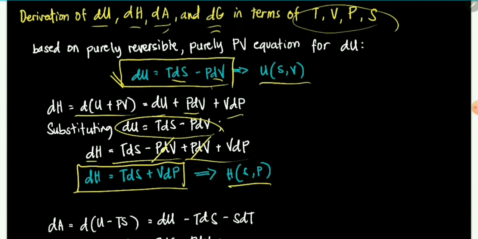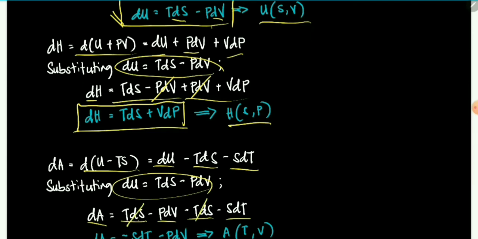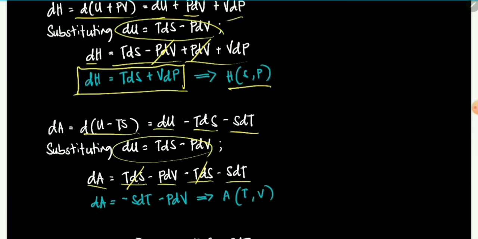Okay, so now let's go to dA, or the Helmholtz free energy. From the definition, we have the derivative of U minus TS, which is dU minus TdS minus SdT. Substituting dU again, we have dA equal to TdS minus PdV minus TdS minus SdT. So our TdS will cancel. The fundamental equation for A is dA is equal to negative SdT minus PdV. In this equation, A is a function of temperature and volume.